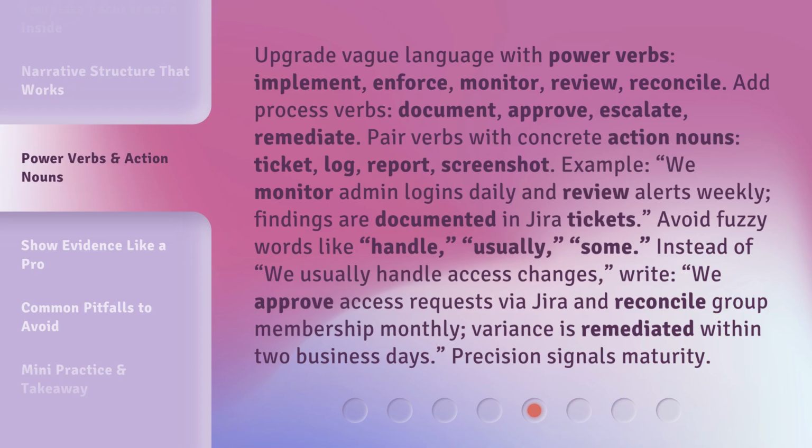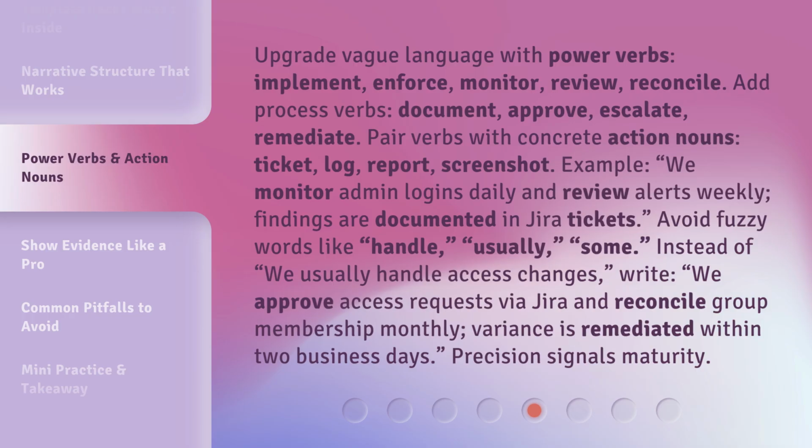Upgrade vague language with power verbs: implement, enforce, monitor, review, reconcile. Add process verbs: document, approve, escalate, remediate. Pair verbs with concrete action nouns: ticket, log, report, screenshot. Example: we monitor admin logins daily and review alerts weekly. Findings are documented in JIRA tickets.